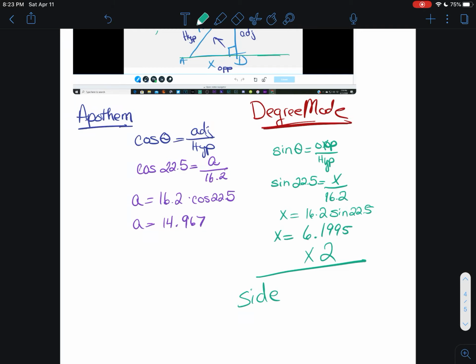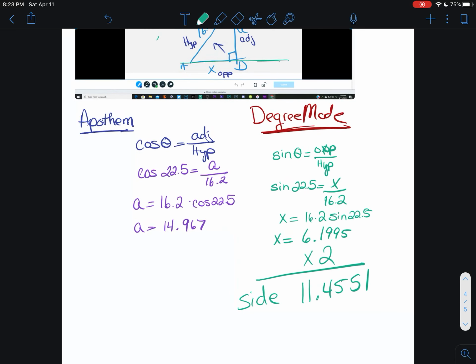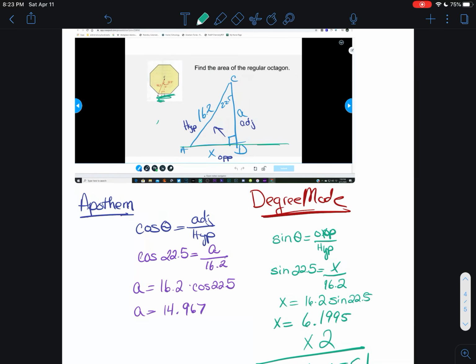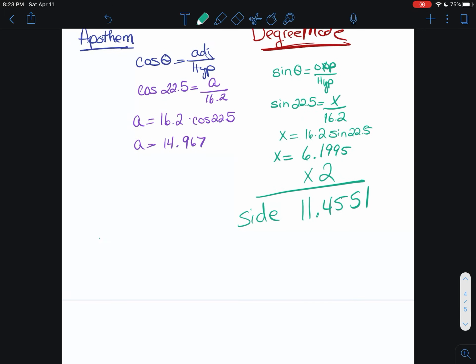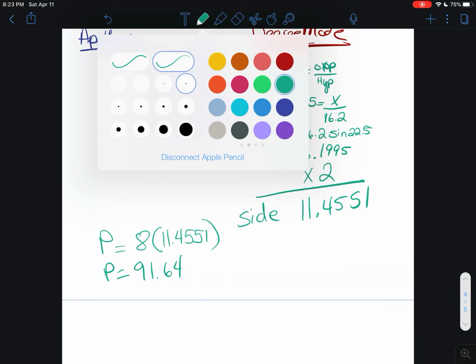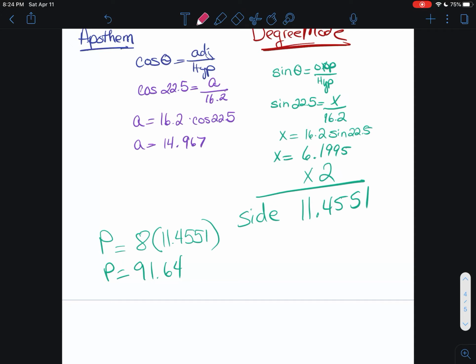So 6.1995 times 2 is 11.4551. We are also dealing with an octagon, and an octagon has 8 sides, and you can actually check that all the way around. So to find our perimeter would be 8 times the 11.4551, and that is 91.64.